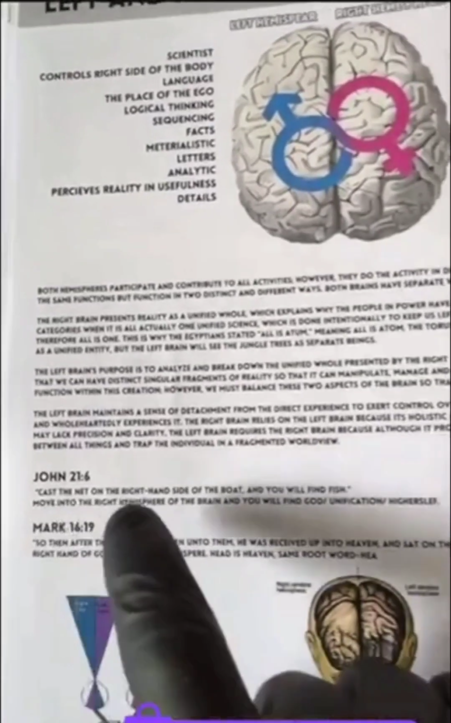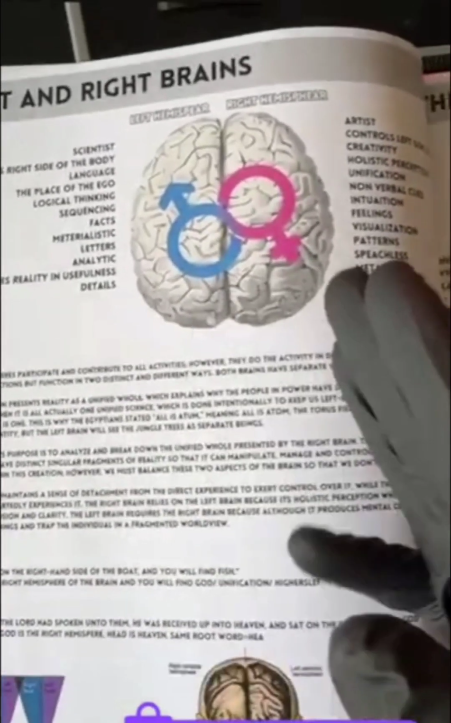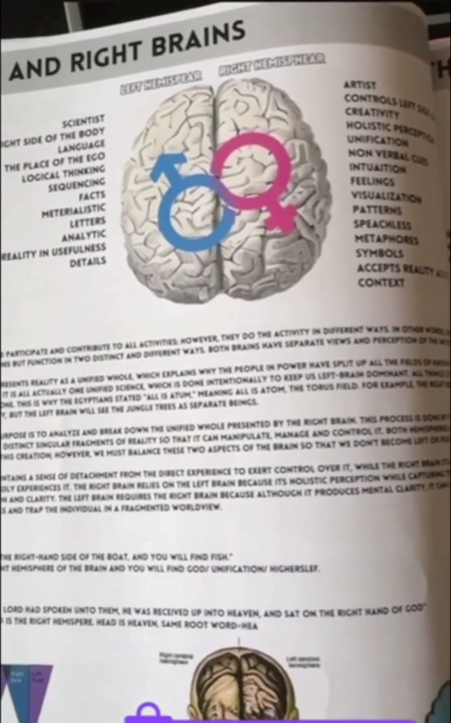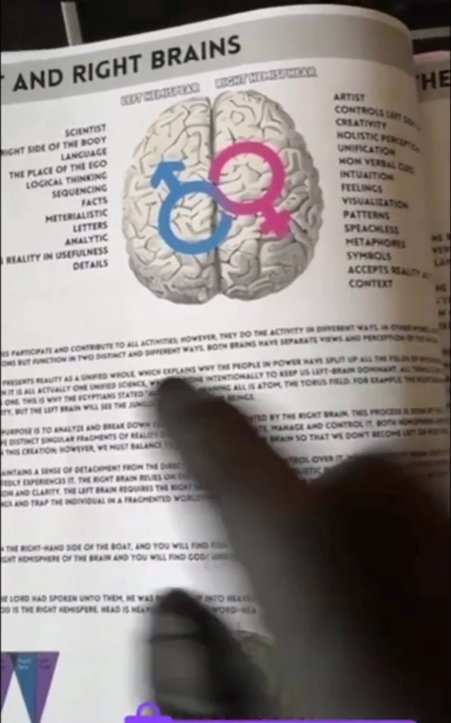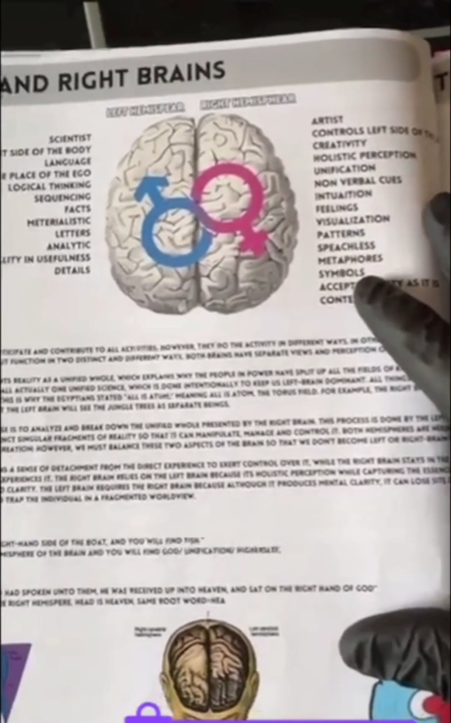So when Jesus says, cast the net onto the right hand side of the boat and you will find fish, this represents cast your awareness into the right hemisphere and you will see the unification of the universe. You will see the higher self. This is the higher self. This is the ego. You will realize everything is connected and everything is all one.